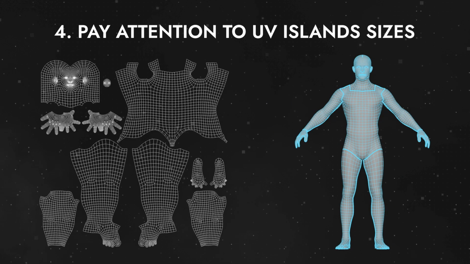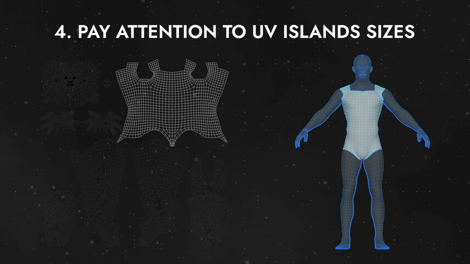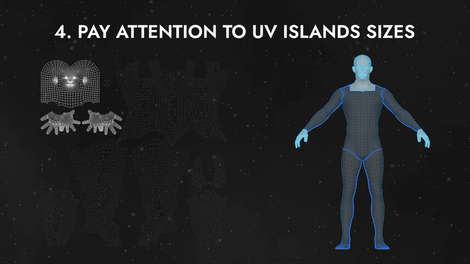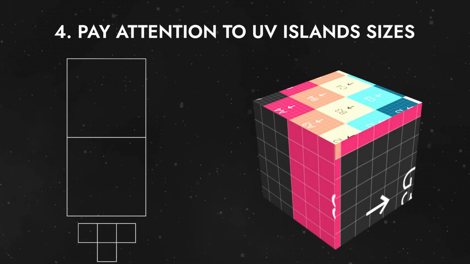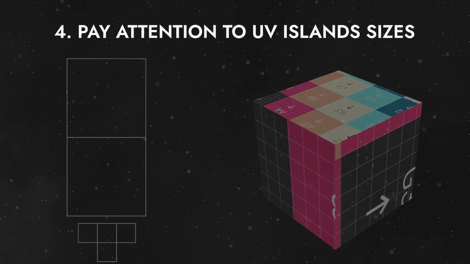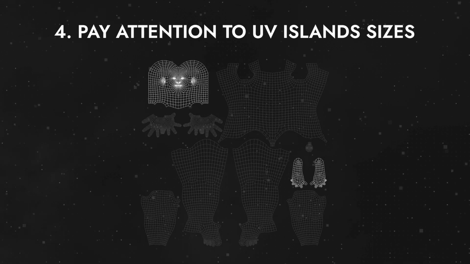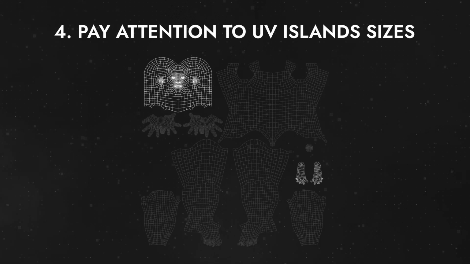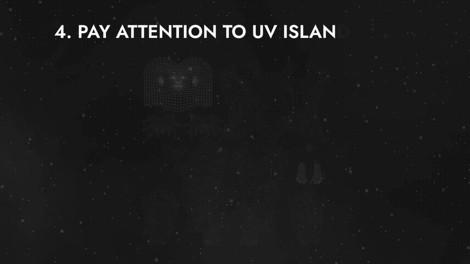Pay attention to UV island sizes. The size of each island must match the size of a model part. For example, the torso of a human will take up a larger portion of the UV square, while a head or hands will take up a smaller portion. This is to ensure that the texture you apply has the same resolution across the whole model. The larger the island, the higher the resolution texture you can fit in it, resulting in better quality. However, sometimes this rule can be broken, and more important islands can be made larger, while less important ones are made smaller. For example, the character's face may take up more space, while the feet may take up less.